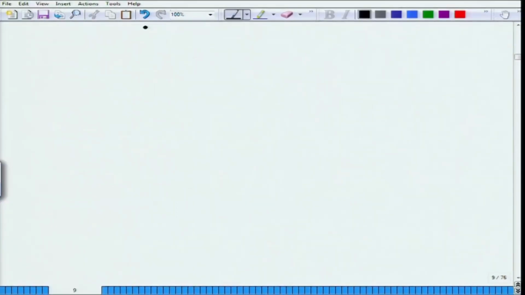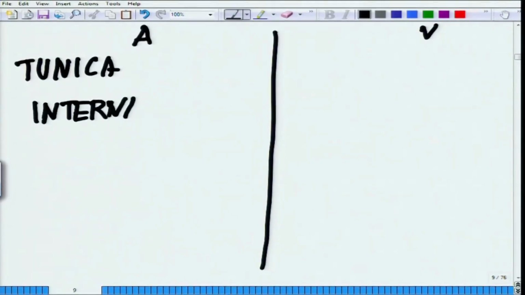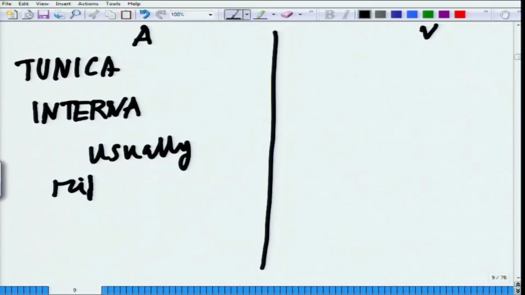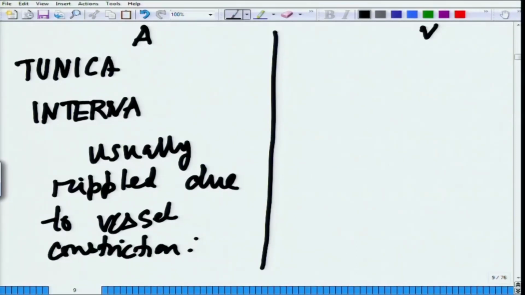In terms of arteries and the veins, I will talk about the tunica interna. Tunica interna is usually rippled due to vessel constriction, whereas in this case tunica interna is often smooth.